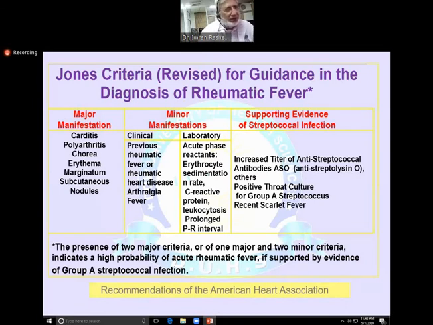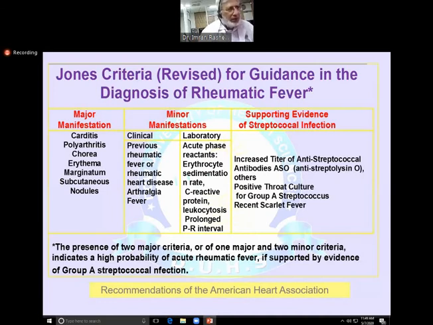So for the supporting evidence of streptococcal infection, you need a raised ASO titer, you need a throat culture showing you growth of group A beta hemolytic streptococci, and a history of recent scarlet fever. So these are the supporting evidence of streptococcal infection. Now the guideline is how to diagnose rheumatic fever. The presence of 2 major criteria or of 1 major and 2 minor criteria indicates a high probability of acute rheumatic fever if supported by evidence of group A streptococcal infection.